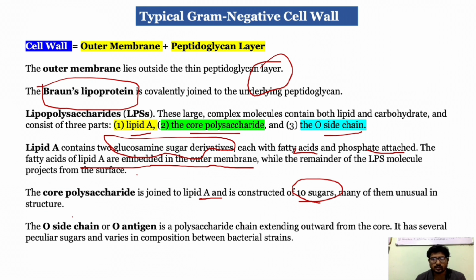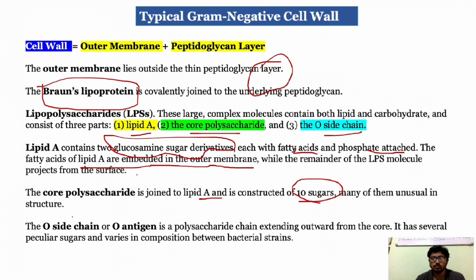And the O side chains, which are the hair-like extending format, are also composed of peculiar sugars. It means the compositions are peculiar and differ from one gram-negative bacteria to another, which gives them unique characteristics and the capacity to show unique immunogenicity or antigenicity from one individual to another. That is the thing present in the gram-negative cell wall.